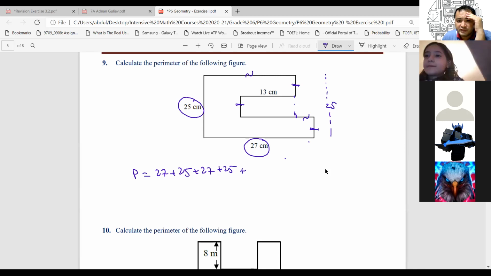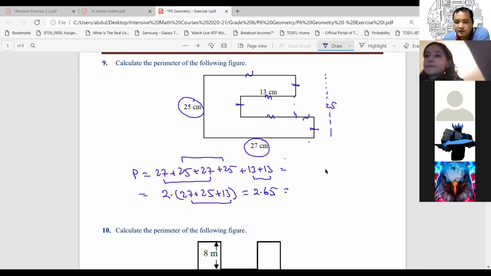And what is left here? These two things, this one and this one. It is 13 and 13. So I can just write it like this: 27 plus 25 plus 13. 27 plus 13 is 40. 40 plus 25 is 65. 2 times 65 is equal to 130 centimeters.